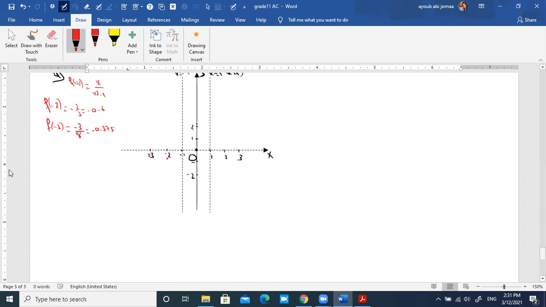If you want to take a number between negative 2 and negative 1, take f of negative 1.5. The answer is negative 1.5 over 1.25, so it will be negative 1.2, something like that. The graph will pass through these points and go down.